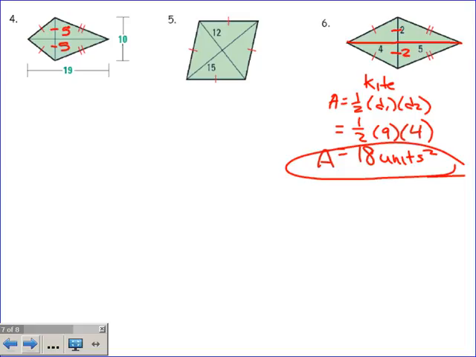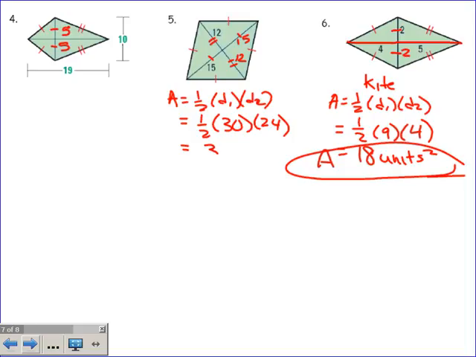I think it's important to note that the diagonals of a rhombus actually bisect each other. So if that's 12, this has to be 12. This is 15, that has to be 15. So diagonal 1 times diagonal 2 is 30 times 24. So that'd be 12, so 3,600? No, 360.